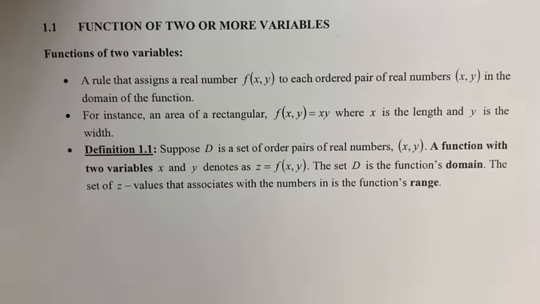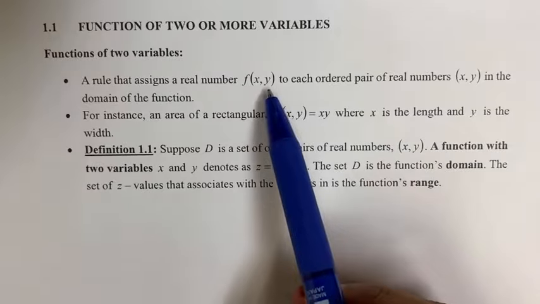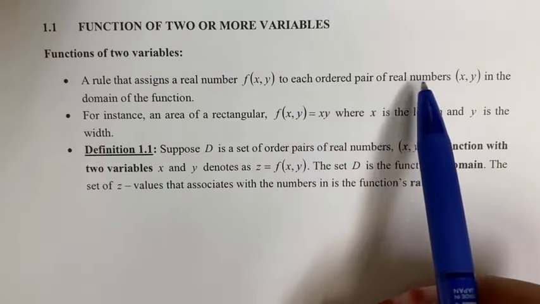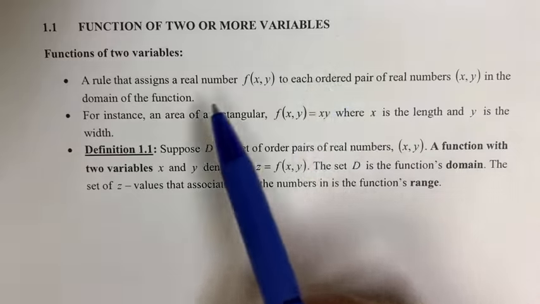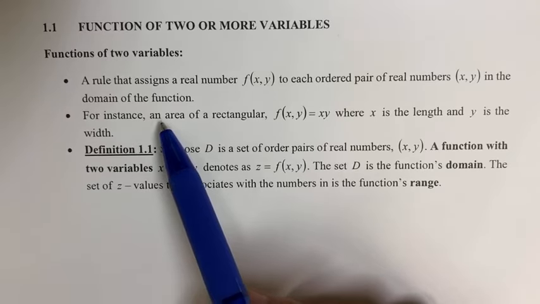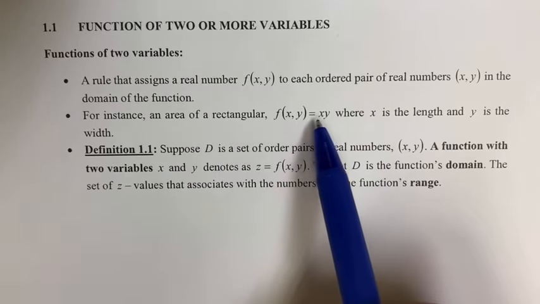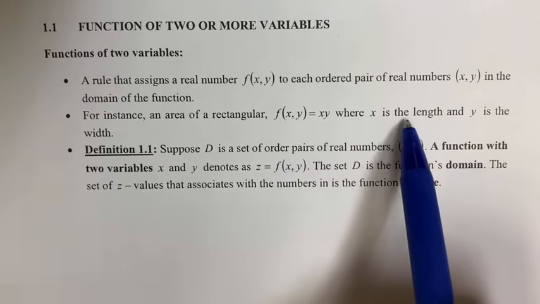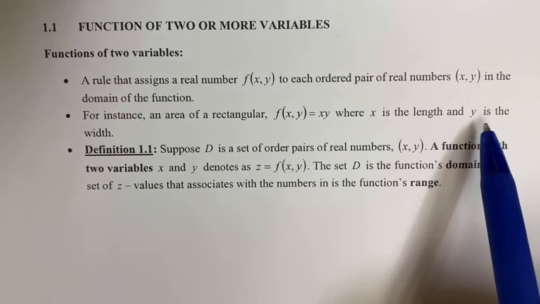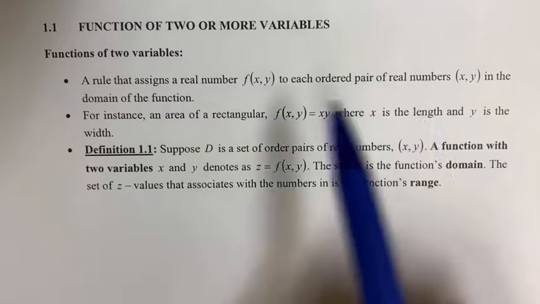First we consider functions of two variables. It is a rule that assigns a real number f(x, y), we have two variables here, x and y, to each ordered pair of real numbers (x, y) in the domain of the function. For example, the area of a rectangle: f(x, y) = xy, where x is the length and y is the width. So that's why we have a function with two variables, variables for length and width.